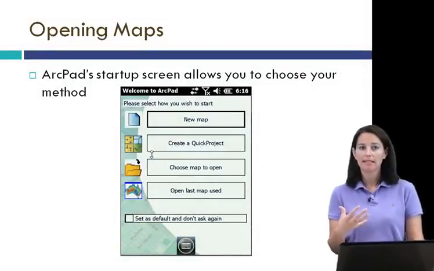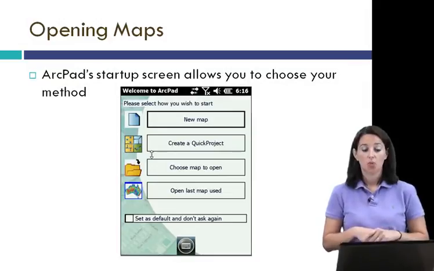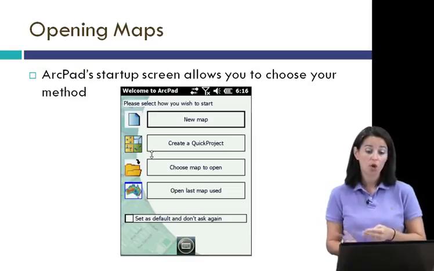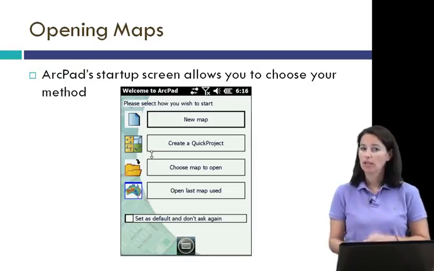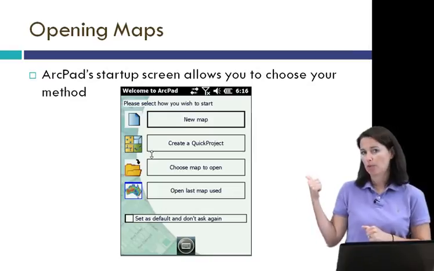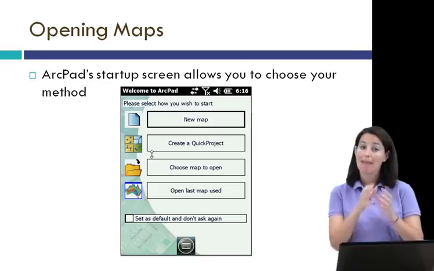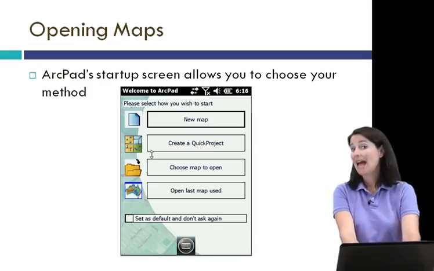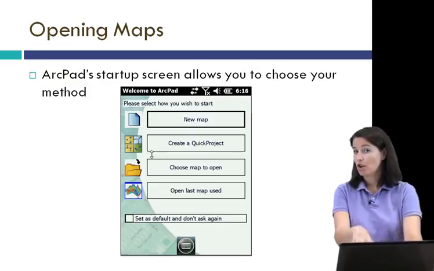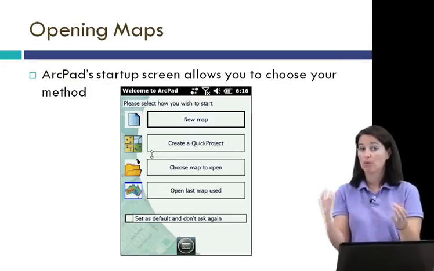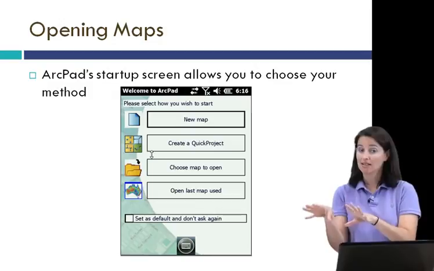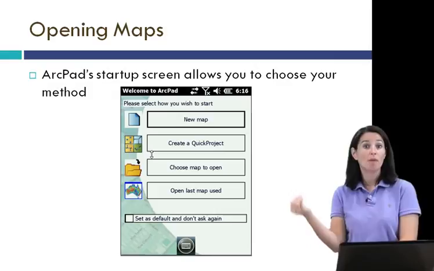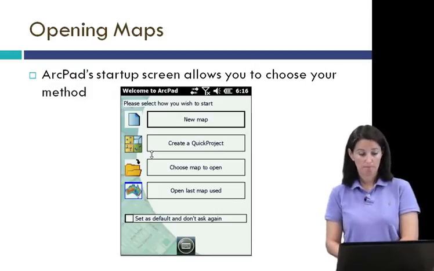Once you start up ArcPAD, it's going to ask what you would like to do with it. Would you like to start up a new map, create a quick project, choose a map to open, or open the last map used? Generally, you're going to say that you want to choose a map to open. Whenever you check data out from ArcMap, the software on the computer, it's going to create an ArcPAD map. And whenever you copy it from your computer to your GPS device, there's going to be a map on your GPS device. So you're going to say, I want to choose what map to open. It's going to be the third one down.